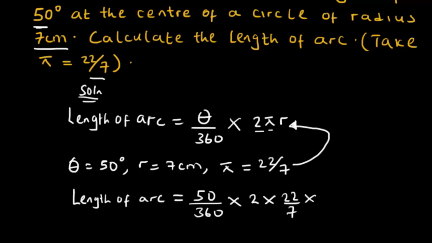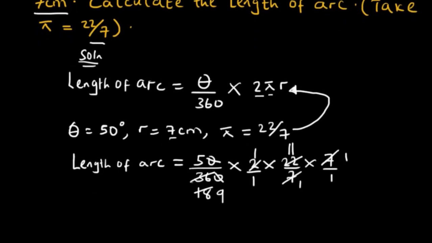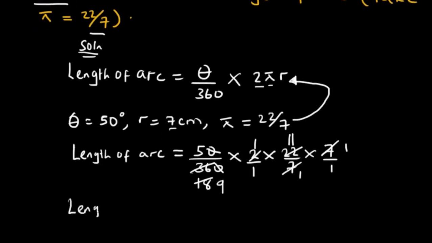times radius, which is 7. Remember, I can put 7 over 1. So I have 7 here, 1, 7 here, 1. I have 0 cancel 0. 2 here, 1. 2 in 36 is 18. What else can go? 2 here, 11. 2 in 18 is 9. So I have length of arc equals, this is 5 times 1, 5 times 11 should give me 55. So I have 55 all over 9 times 1 times 1 times 1, which will give me 9.